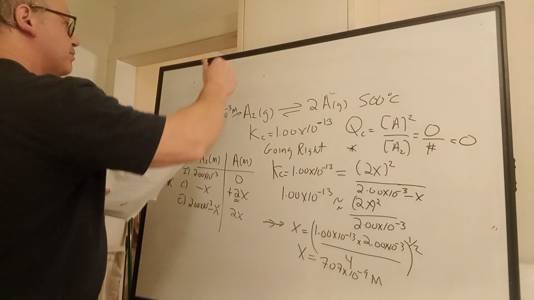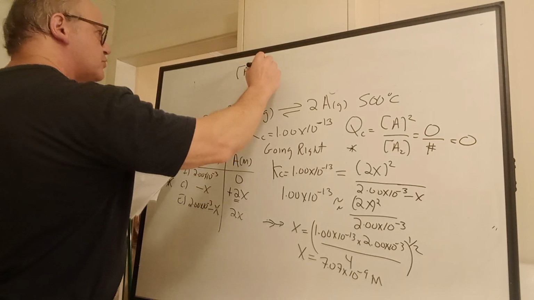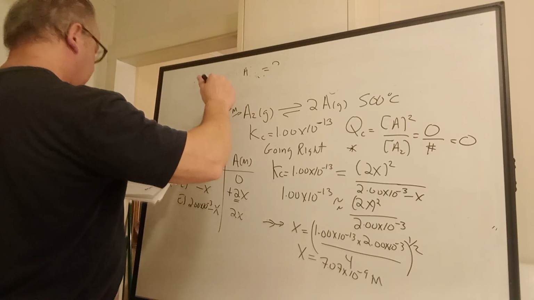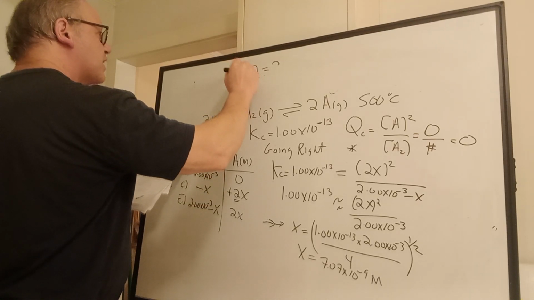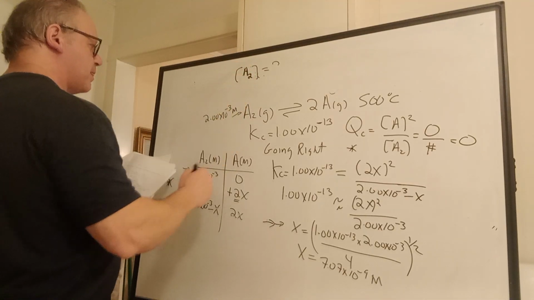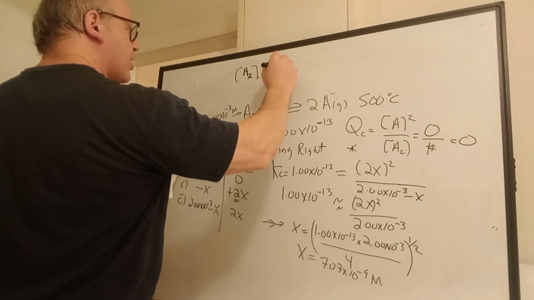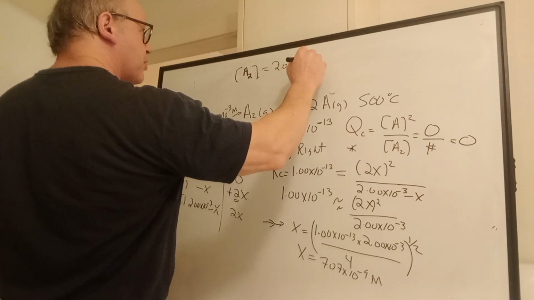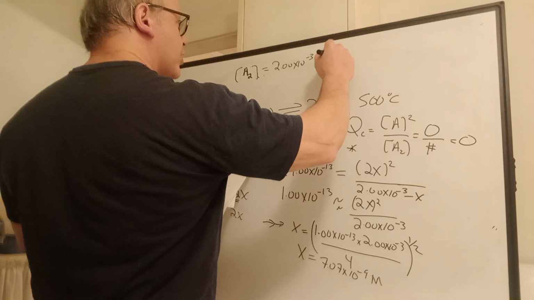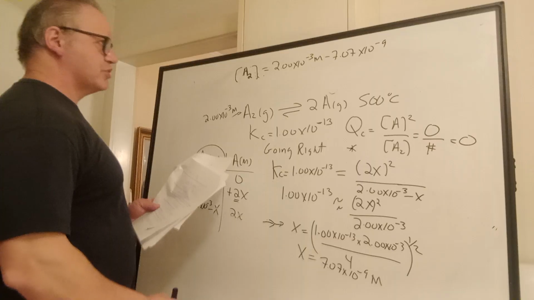So some of the concentrations that we have, let's see here. We have a subscript 2. Wrote that wrong. The concentration of species A sub 2, right here, is going to be 2.00 times 10 to the minus 3 molar minus 7.07 times 10 to the minus 9. That's 6 orders of magnitude smaller.